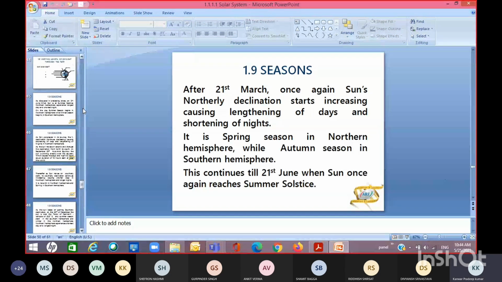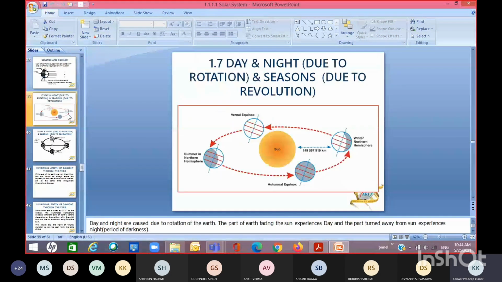No, let me explain here. From the equinox to the solstice, and again to the equinox to the solstice. These are the number of days it is taking: 89, 94, 93, 92. If this would have been a perfect circle, then the entire movement from here to here would have been 91.31 days. Here to here would have been 91.31, 91.31. Understood?